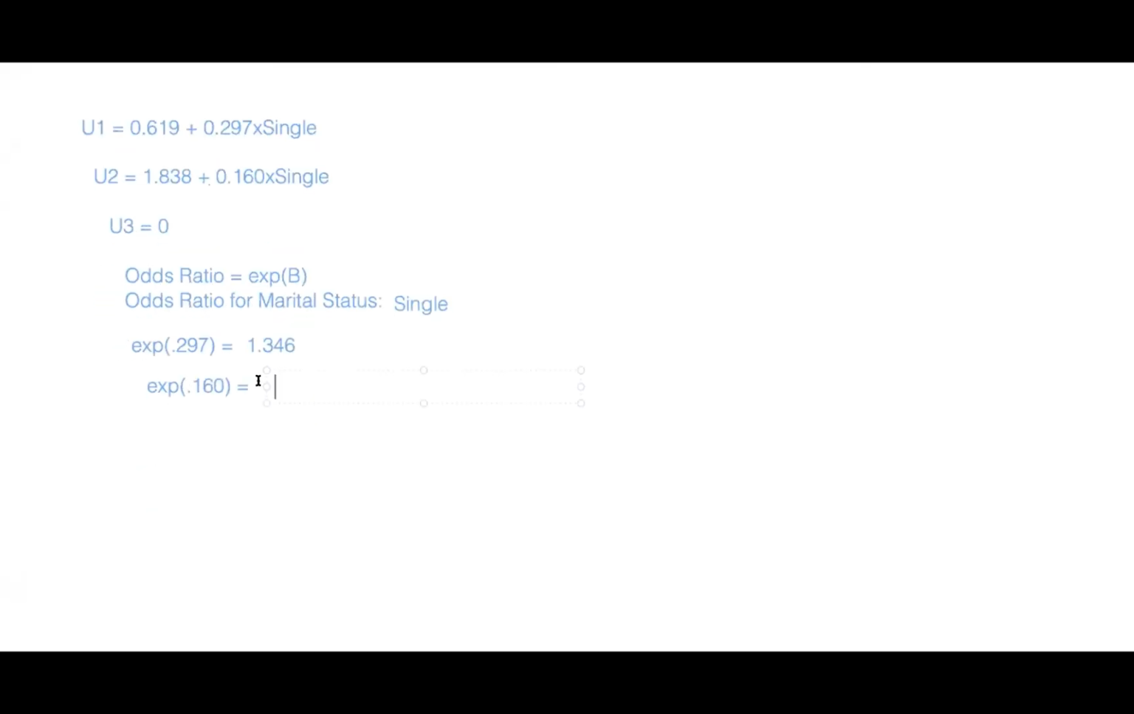Likewise, if we look at the rural road, exponential 0.160, that is 1.173. And so similarly, single individuals are 17.3% more likely to take the rural road than are married individuals, okay? And so that's essentially how we're looking to interpret these parameters.